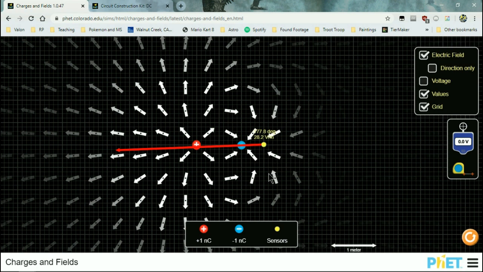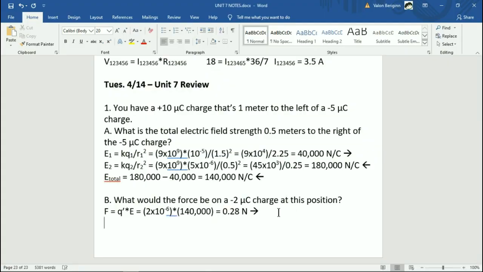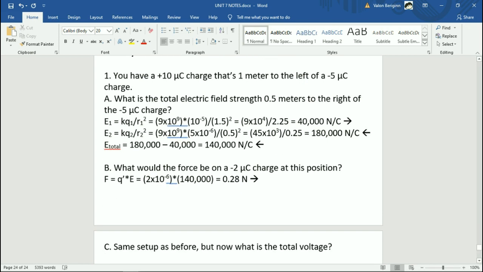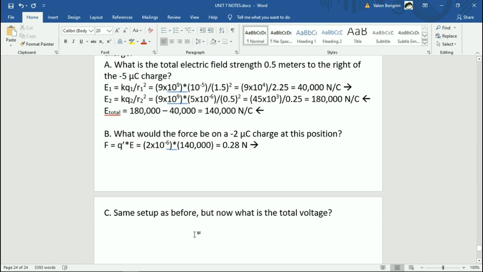Okay. Now, follow-up question. Same setup as before, but now, what is the total voltage? Okay, so it's the same question, but now we want the total voltage. Let me put that down. So do the exact same thing. We want to do the voltage from the first one and the voltage from the second one separately. So again, this is all the same.